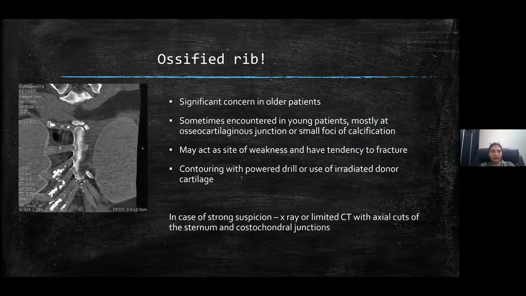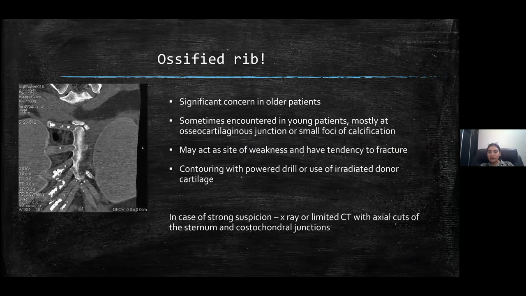Sometimes the problem that we encounter, especially in elderly patients or patients who smoke, is the problem of an ossified rib, and that is when you get really handicapped because you don't have material to use in augmentation rhinoplasty, and in these cases it's just bad luck. So mainly it is a concern in older patients.